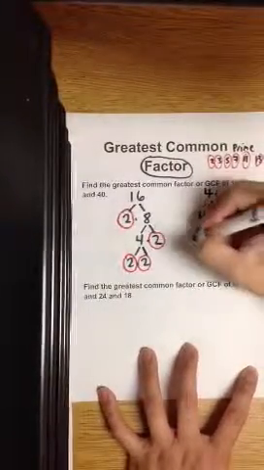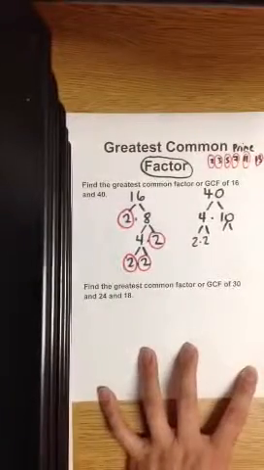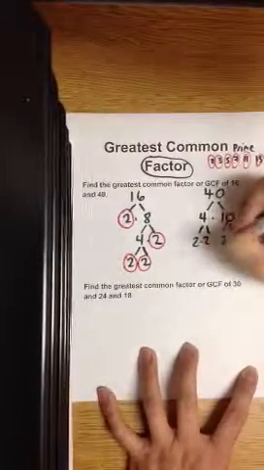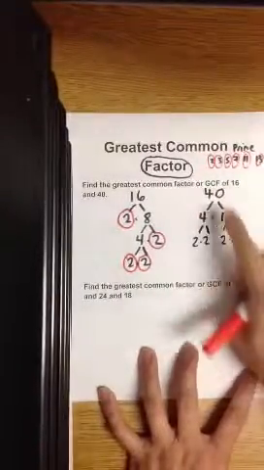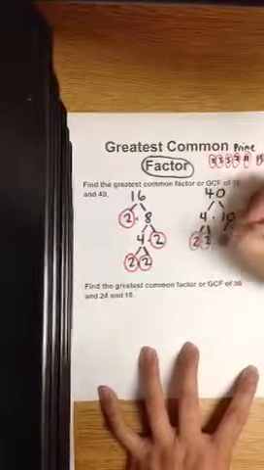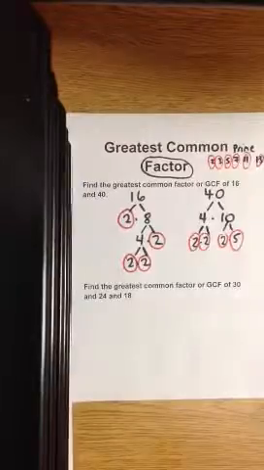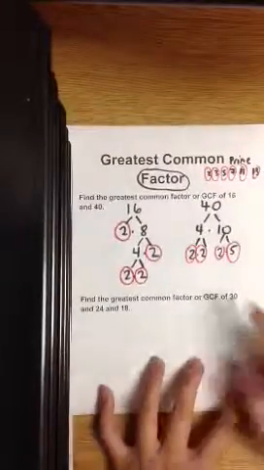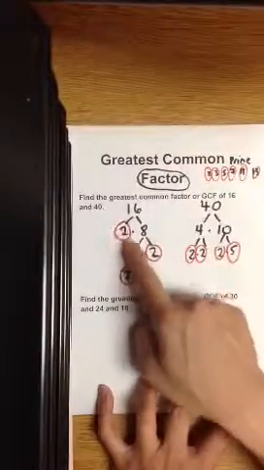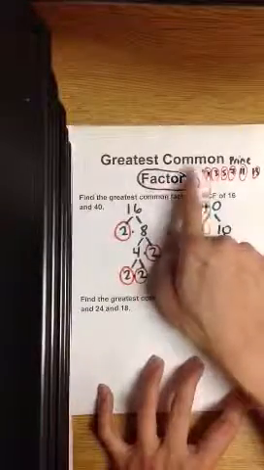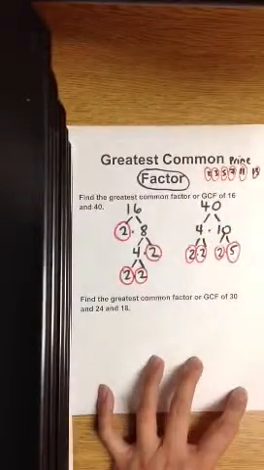And let's make a factor tree here. What are the two factors of 4? 2 times 2. What are the two factors of 10? 2 times 5. So which of these are prime? The 2s and the 5s, all of them. Now, this is where it gets a little harder. We need to figure out what prime factors they share in common.